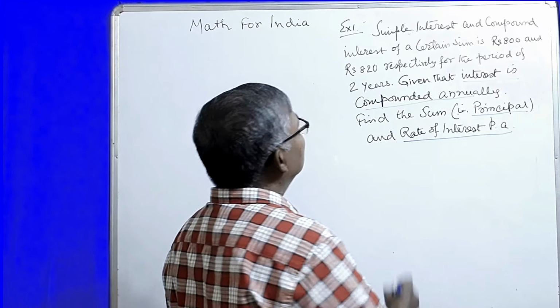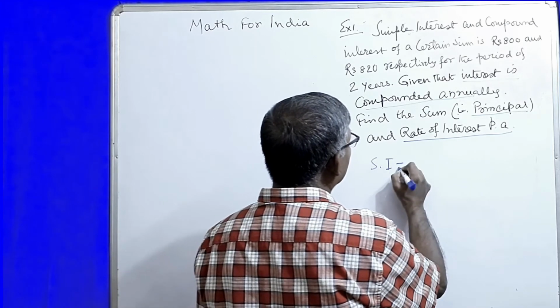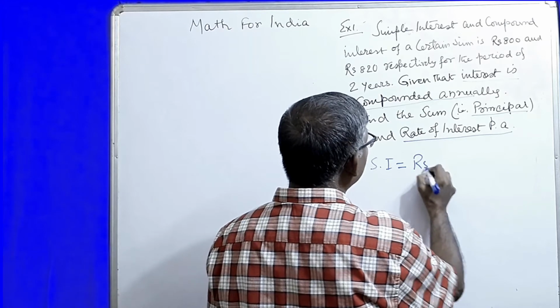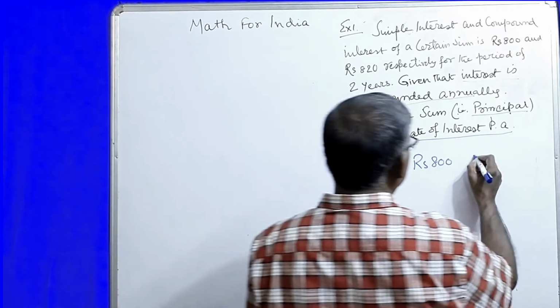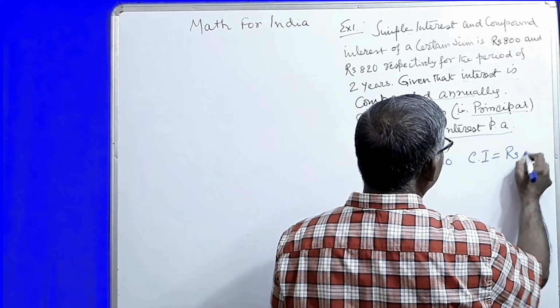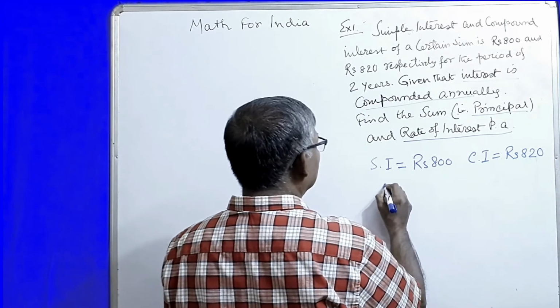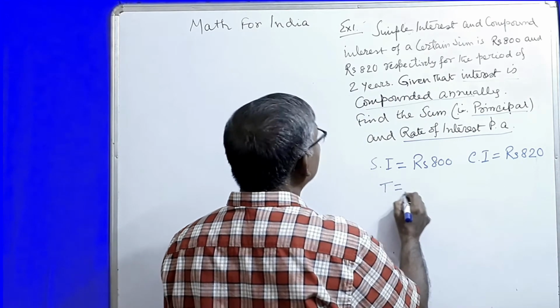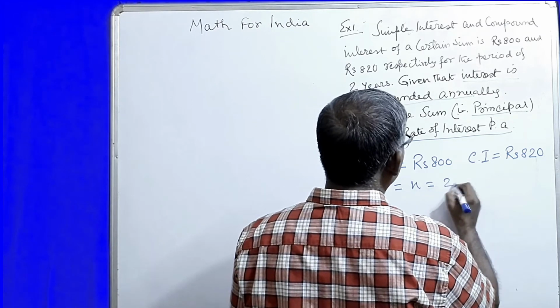Students, here see, simple interest equal to rupees 800, it is given. Compound interest is given rupees 820. Here time, n equal to 2 years.